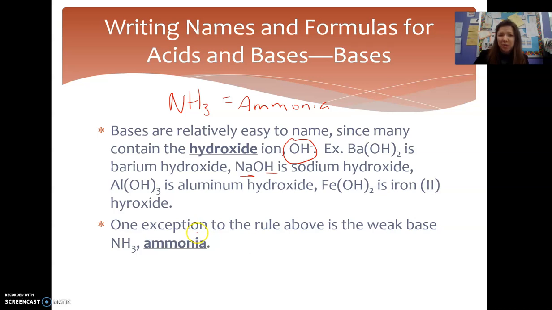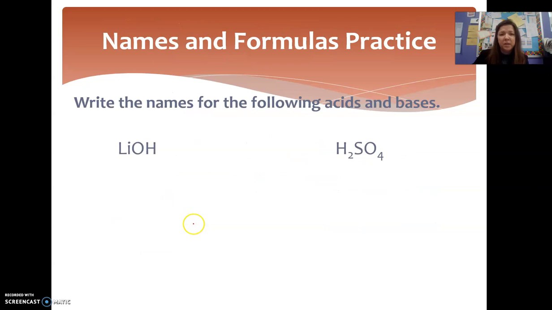All right, I know I went through that really fast because I think practicing is more helpful. You are going to get a worksheet when I'm done with this, so make sure you write these down so you have something to refer to. Okay, let's just practice writing the names for these acids and bases.